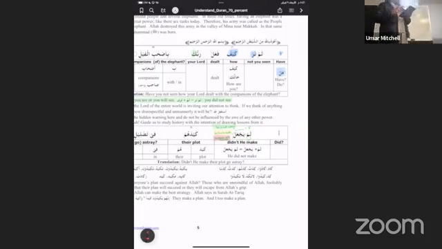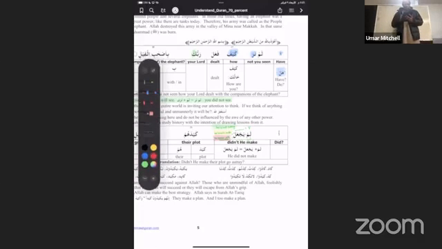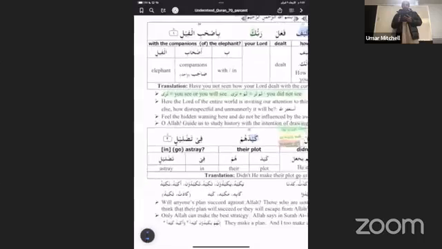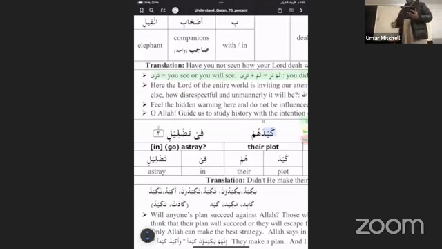Alam yaj'al kayduhum fi tadlil. Innahum yakiduna kayda, akidu kayda. They make plots. Allah makes plots. Do not plot against Allah. Alam yaj'al kayduhum. Didn't he make their plots? Kayd is a new word. I'm going to put it in blue. Kayd means plot. Tadlil means astray.